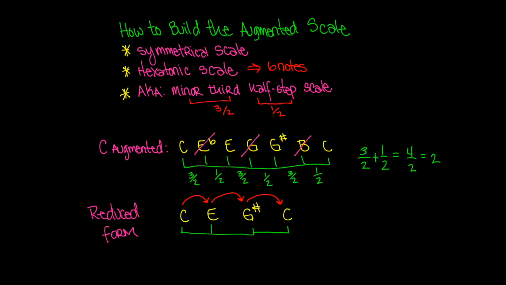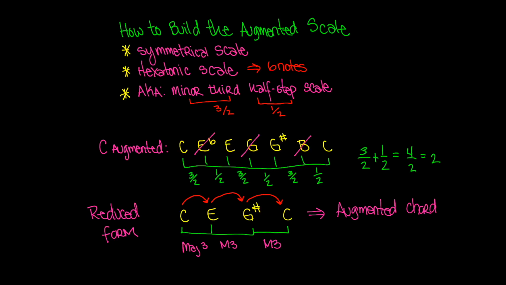Now, 2 whole steps is a specific kind of interval, which we call a major third. So this is a major third. I'm just going to call it capital M3, capital M3. This altogether builds an augmented chord. And so that is the underlying chord, the embedded chord in our reduced form.